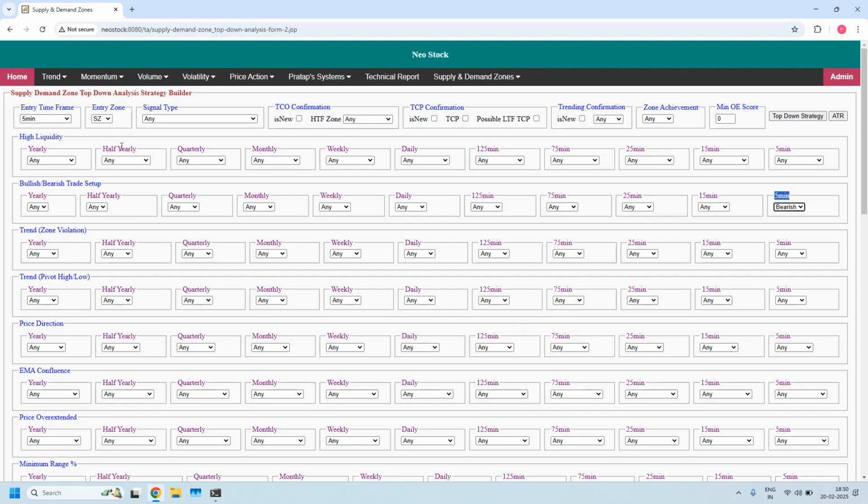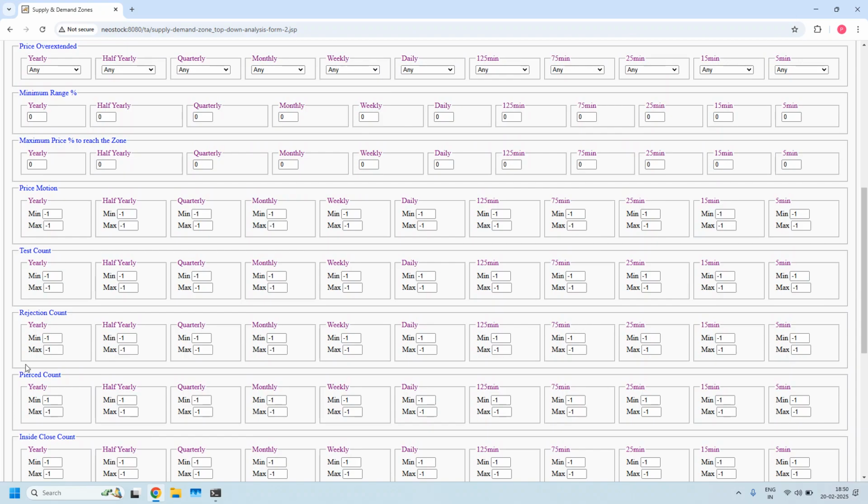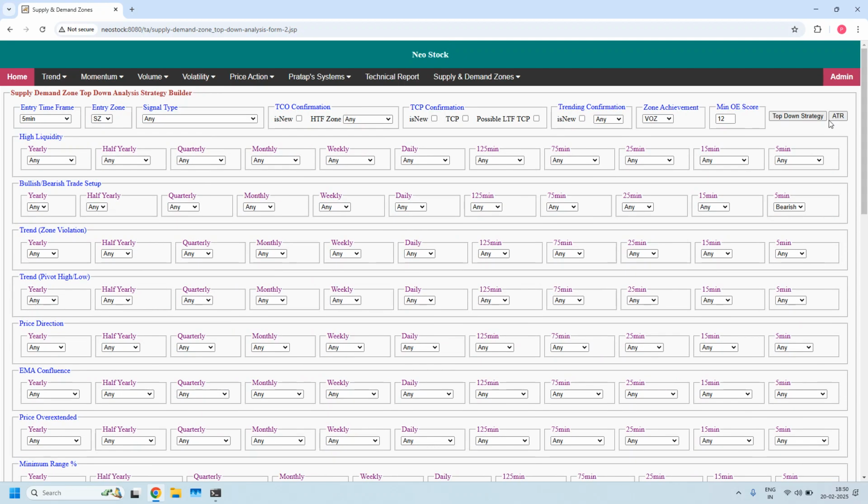And for this 5 minute supply zone, we should set 3 filters. First one, the 5 minute supply zone should have zone achievement violated opposing zone. And the 5 minute supply zone should have a minimum odd enhancer score of 12. And the third filter, the 5 minute supply zone should not be pierced. So in the pierced count, 5 minutes time frame, I am setting minimum value 0, maximum value 0. This is the way all 3 filters are applied to the 5 minute supply zone.